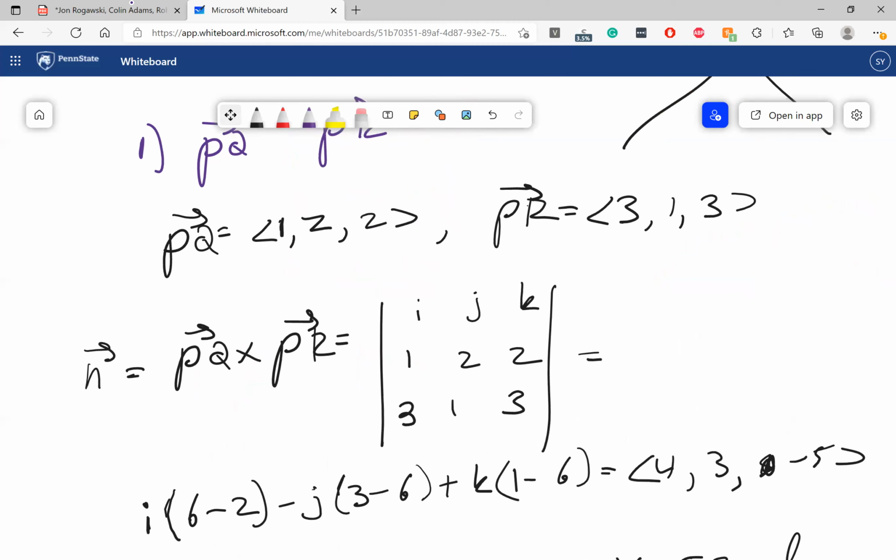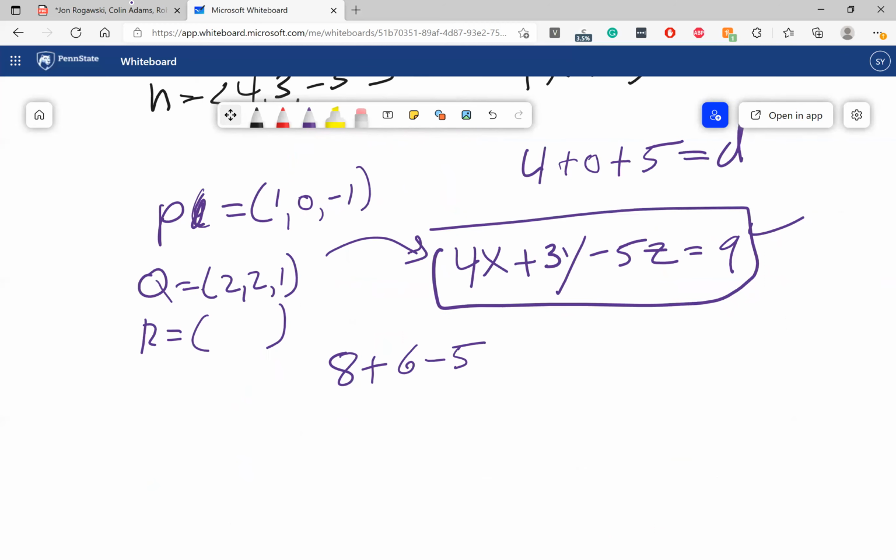4, 1, 2. So this tells us 16 plus 3 minus 10. So that's 6 plus 3, and that's also 9.